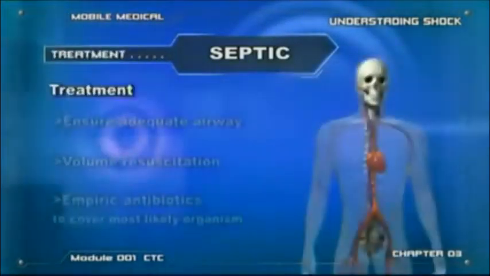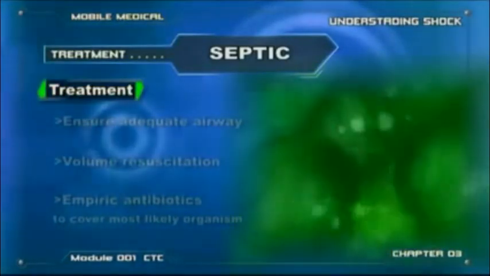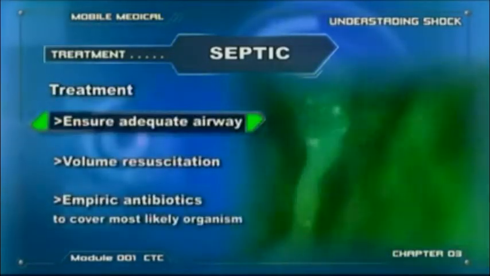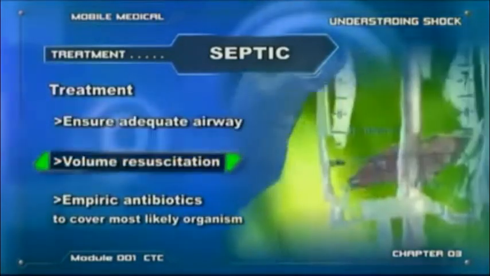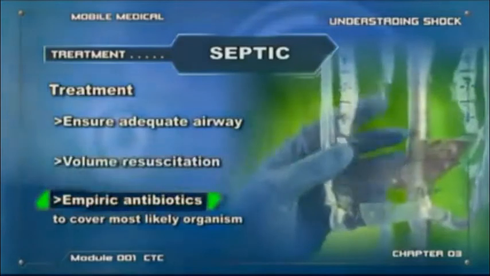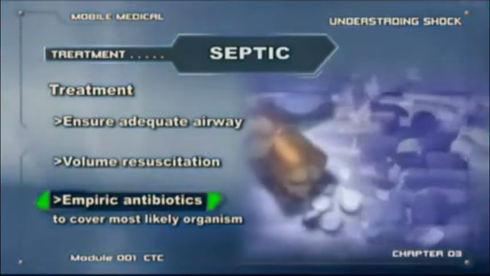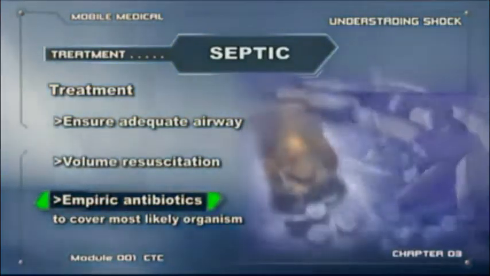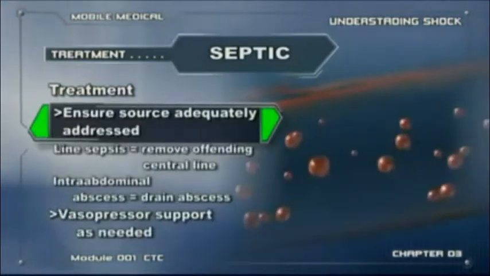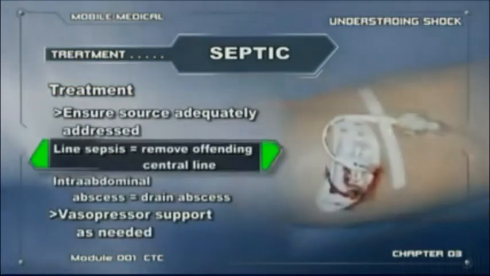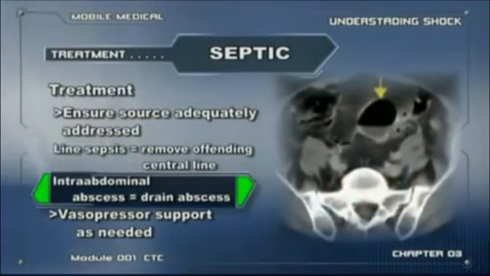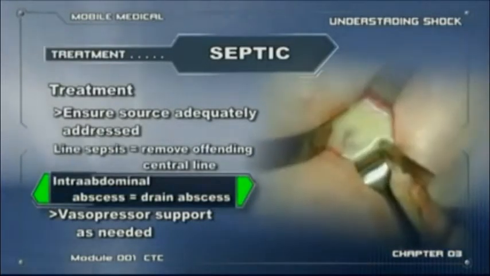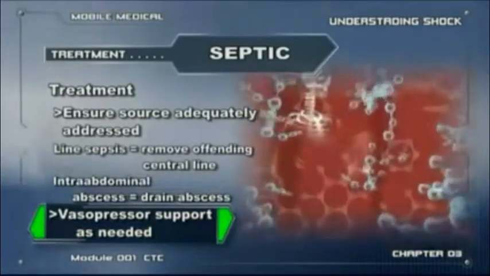As with other types of shock, the treatment of septic shock begins by ensuring the patient has an adequate airway and is ventilating appropriately. The patient should be volume resuscitated. Empiric antibiotics to cover the most likely organisms should be initiated. The source of the infection should be treated. If there is a line sepsis, the infected line needs to be removed. If there is an intra-abdominal source, it should be addressed. Vasopressor support may be needed.